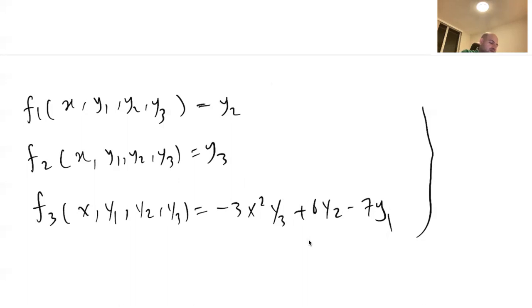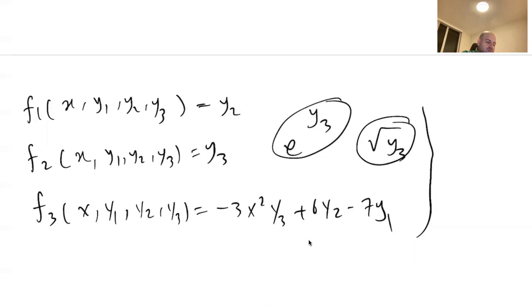But if I had, for example, let's say e to power y3, e to power y3 would not be a polynomial. Or let's say if I had root y3, again, this would not be a polynomial, because for polynomials, all the powers must be non-negative integers. But when you have root y3, that means power is 1/2. Or let's say if you have 1 over y3, not a polynomial. Sine y2, for example, not a polynomial. If you have things like that, then you don't have a polynomial.